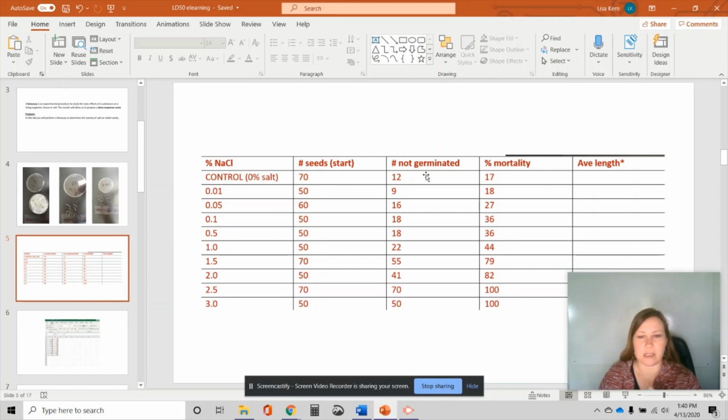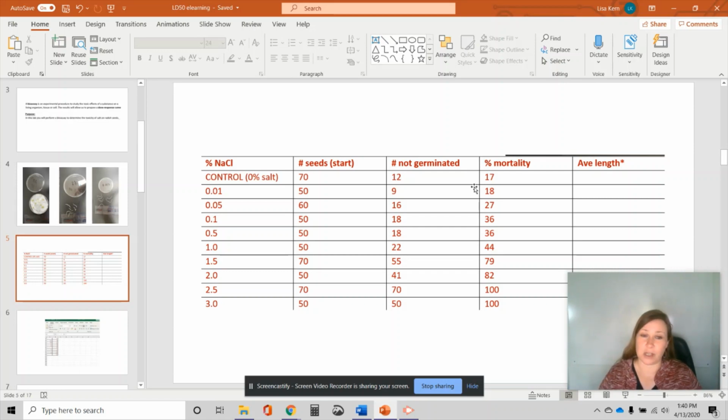Of those 70 seeds, 12 of them did not germinate, and 12 out of 70 means that's a 17% mortality rate. So what that tells us is that on average, not every single seed is going to actually germinate. And so we should assume that 17% probably won't germinate.